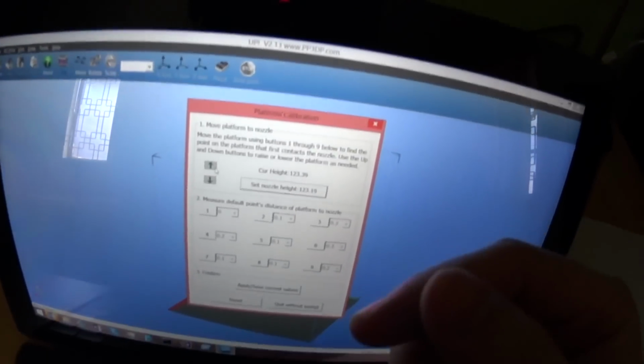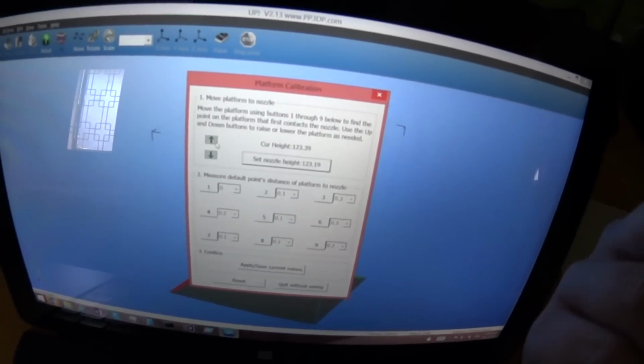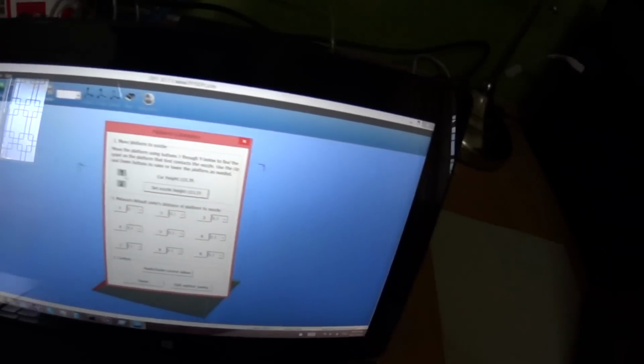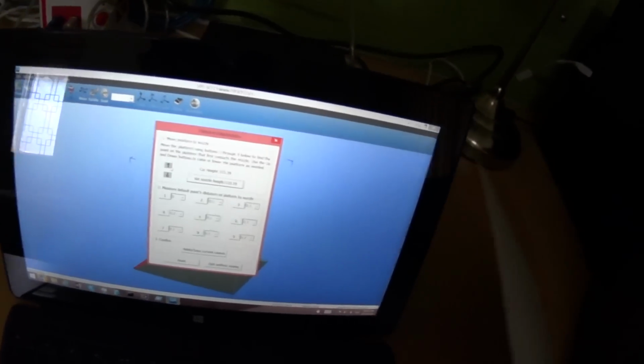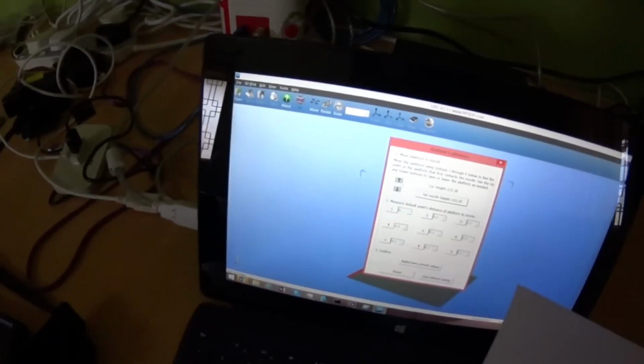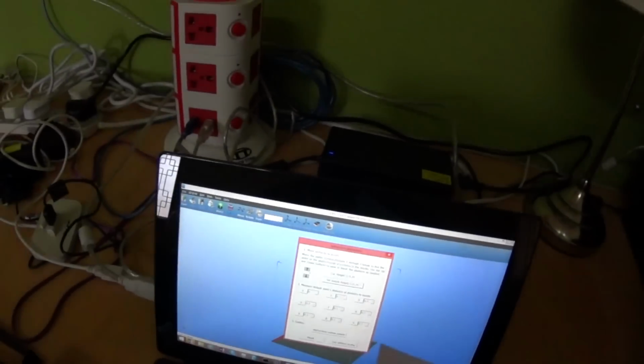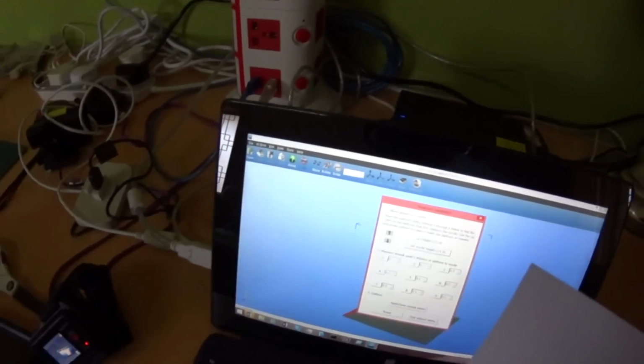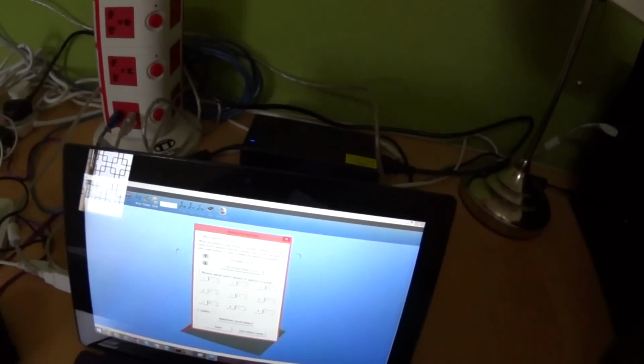Now, when we're calibrating the platform, we are told that 0.1 is basically the thickness of a piece of paper. So we're supposed to stick a sheet of paper into the printer, in between the nozzle and the platform, so that we can know how far the difference is between the nozzle and the platform.